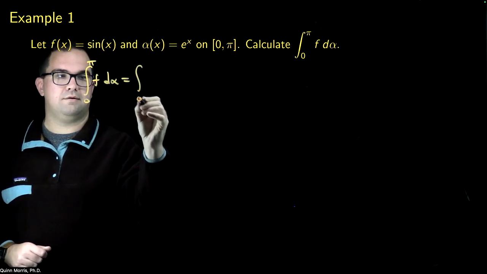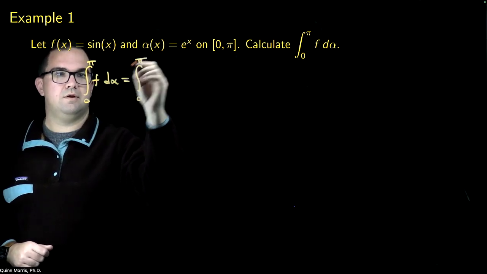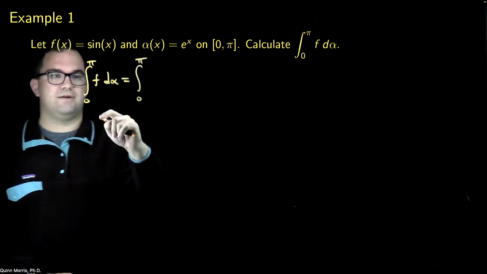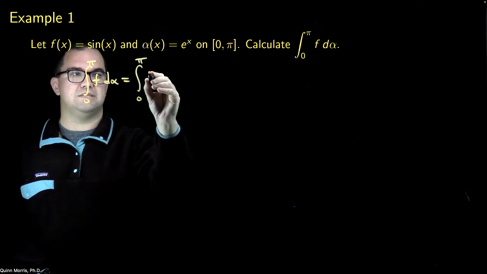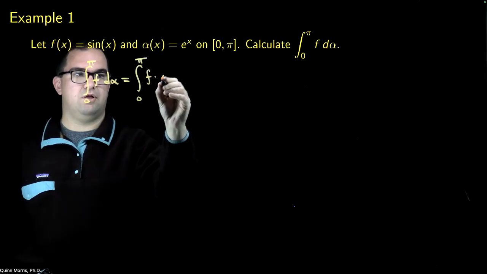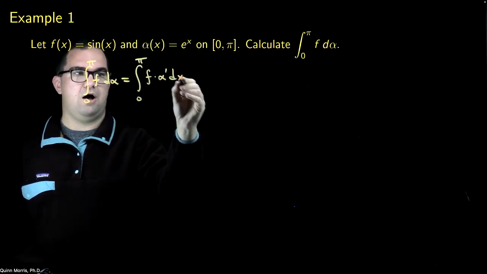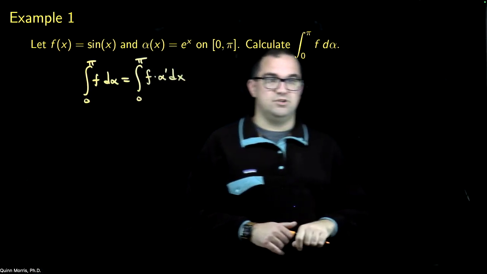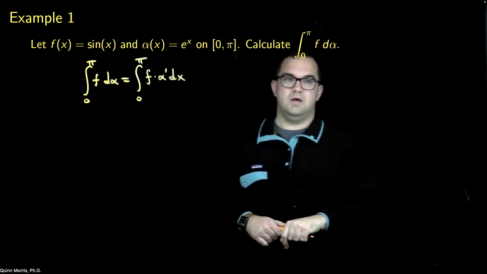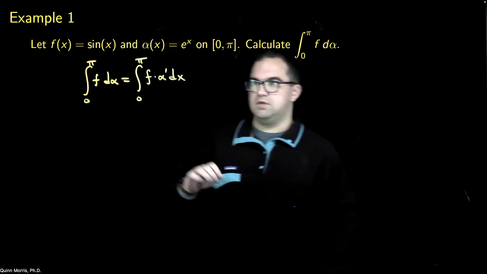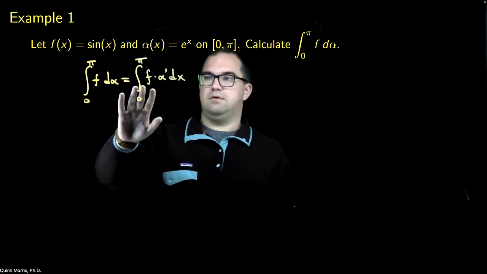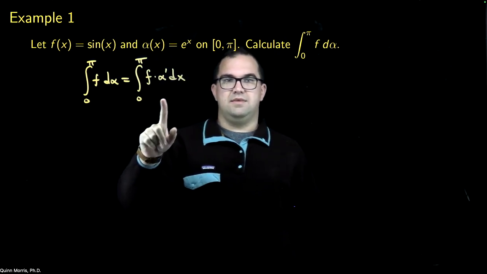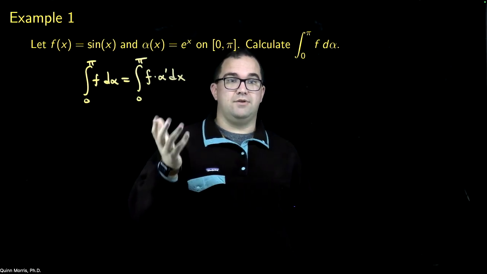by applying an earlier theorem that says the Riemann-Stieltjes integral of f with respect to alpha is the same as the Riemann integral of f times alpha prime, again, provided that alpha is differentiable on the closed interval 0 to pi. So we can apply this theorem, and now this has just turned into a Riemann integral type of problem.